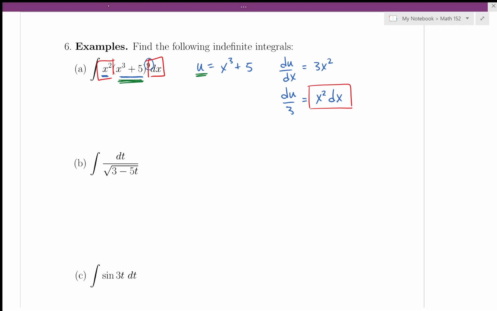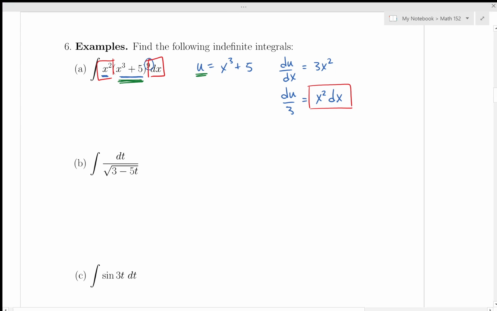So let me go ahead and do that now with the substitution I've identified. So this thing will be equal to the integral. x cubed plus 5 is u, and it's u to the 9. And x squared dx is du over 3. Now I have a way simpler problem. I'm going to integrate u to the 9 du over 3. That is equal to 1/3 u to the 10 over 10. I take the derivative of that, I get 1/3 u to the 9 plus a constant.